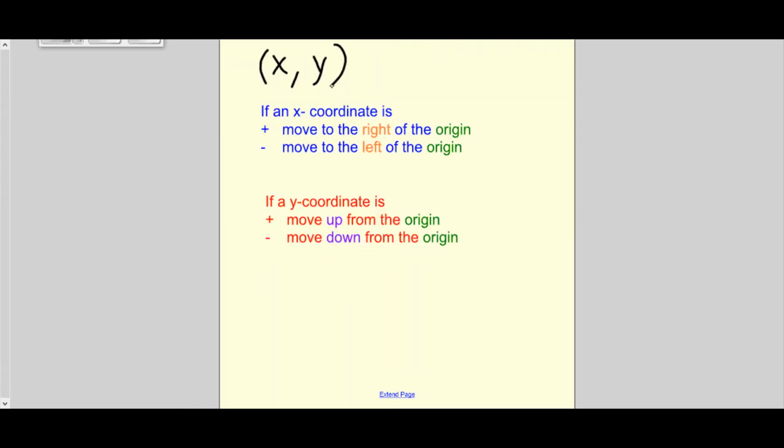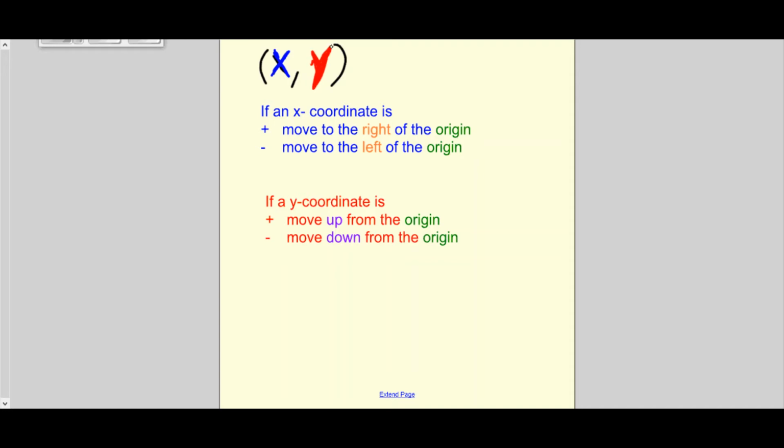When we think of our ordered pair x comma y, if your x coordinate is positive, then it's going to move your graph right of the origin. So you would move right. If it's negative, then your graph would move left from the origin. For the y coordinate, if the y is positive, then you move up from the origin. If the y is negative, then you move down from the origin.